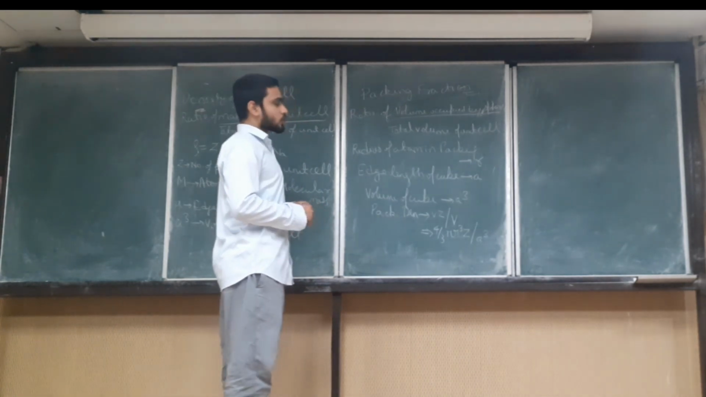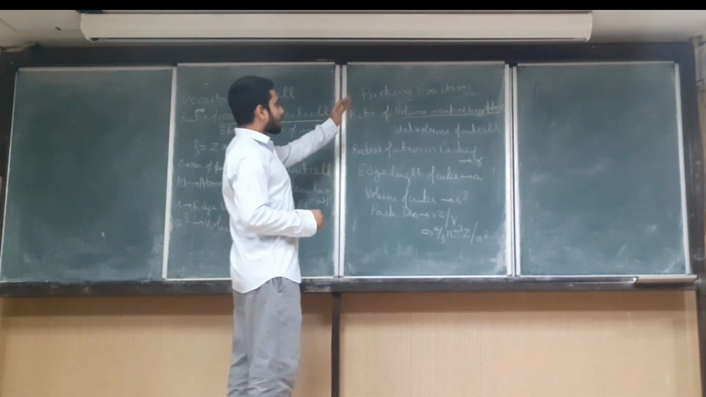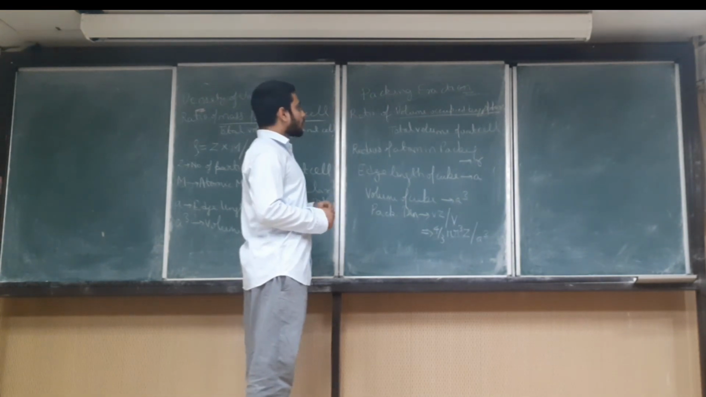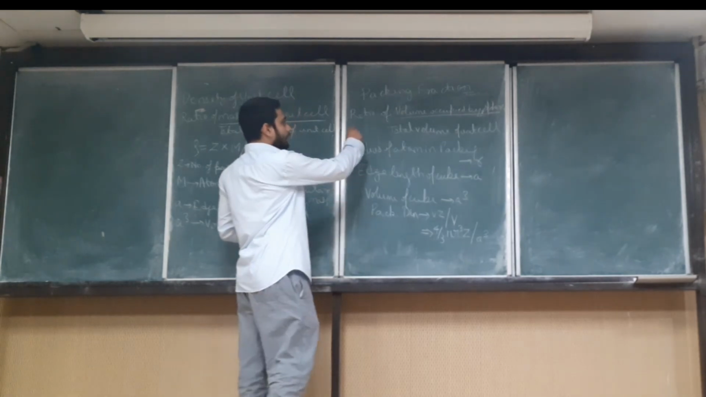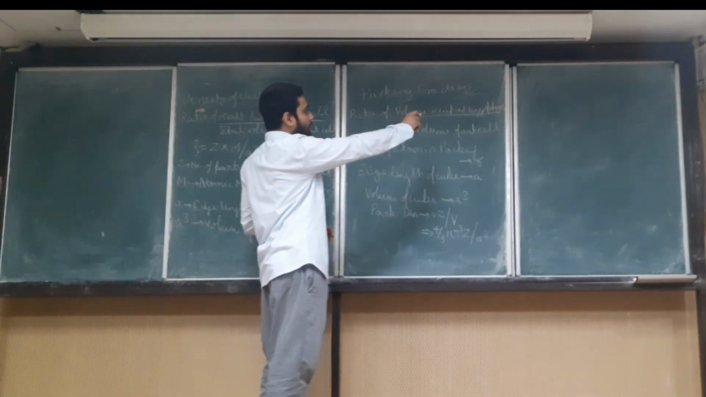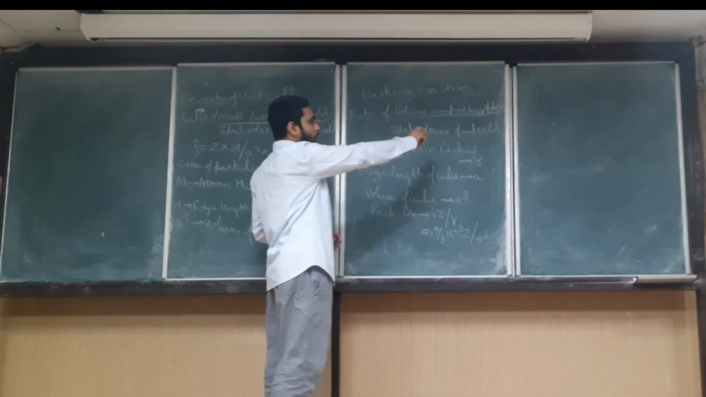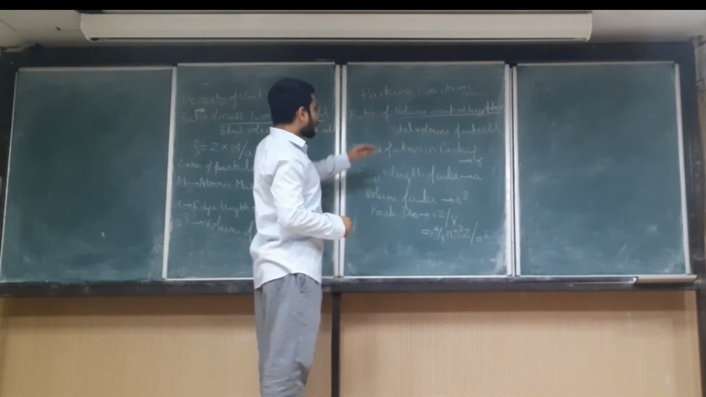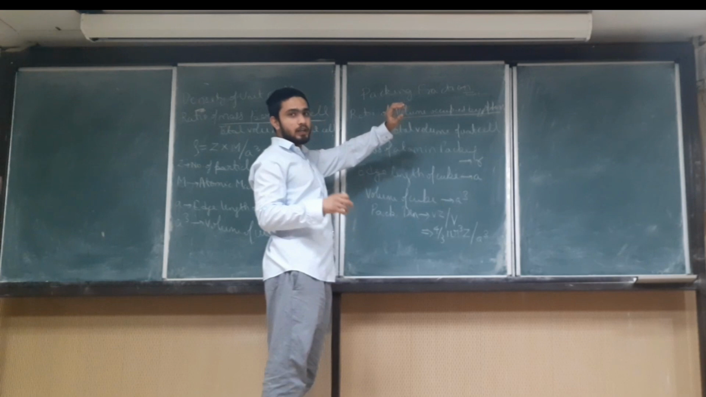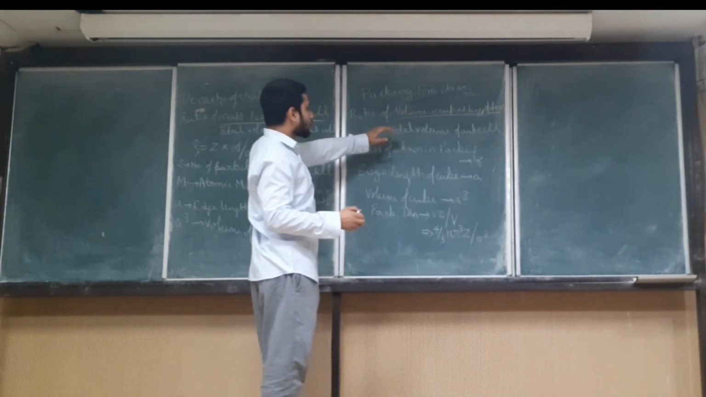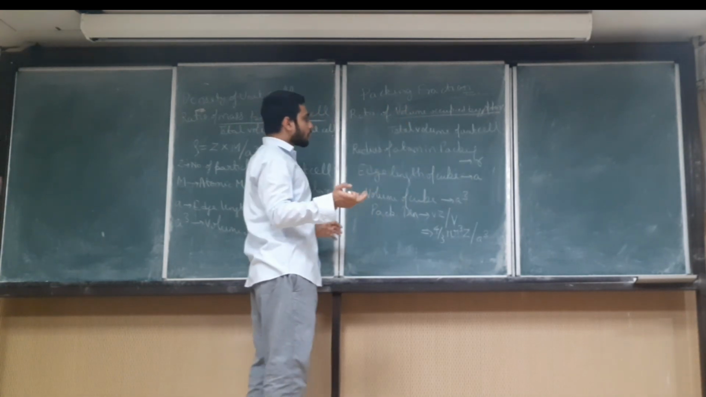Then coming to the next topic, which is the packing fraction of a unit cell. How is the packing fraction defined for a unit cell? It is defined as the ratio of the volume occupied by spheres upon the total volume of the unit cell. The volume occupied by spheres is nothing else but the volume occupied by the atoms which are present, upon the total volume of a particular unit cell.